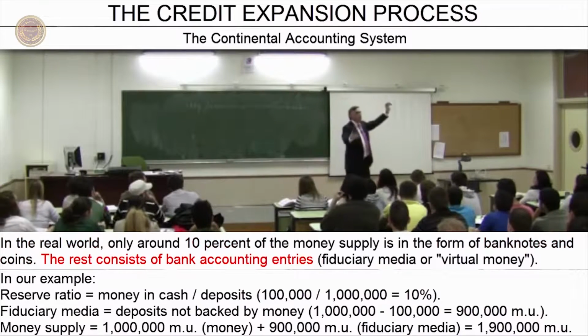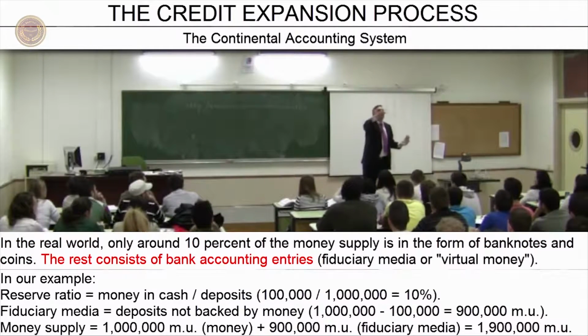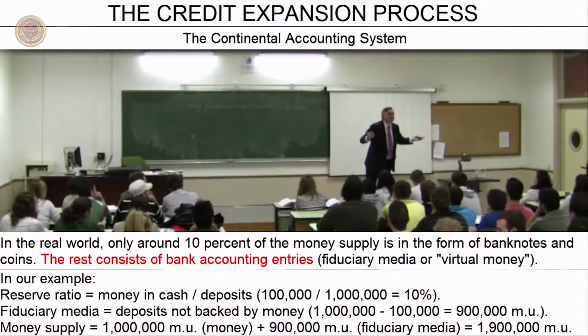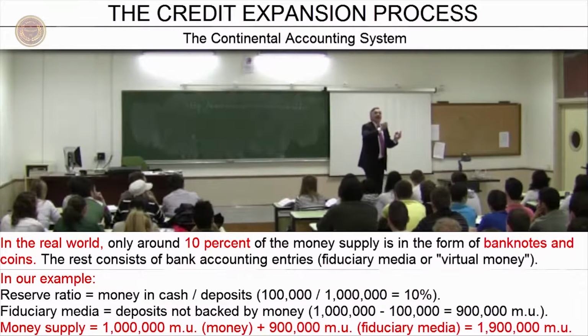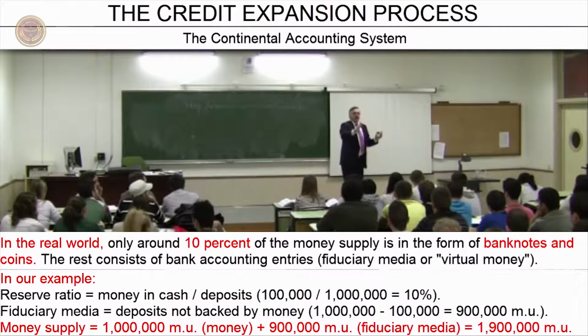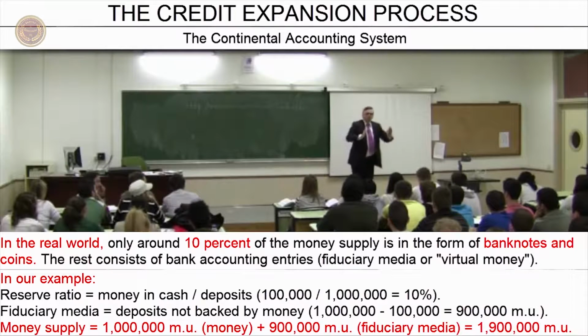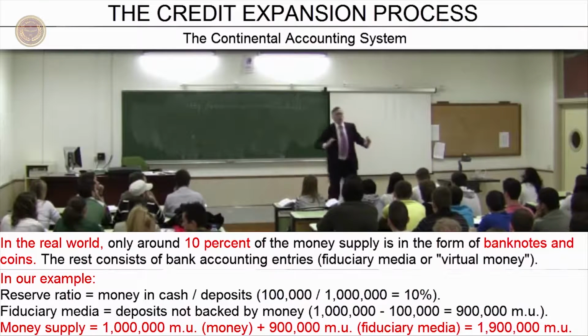I have given the answer today. The other 9/10 consist of a sort of virtual money. It exists only in banks' accounting entries. Take note of the example I have offered. We have gone from 1 million units of real money to 1,900,000 units. Only 900,000 have been created.